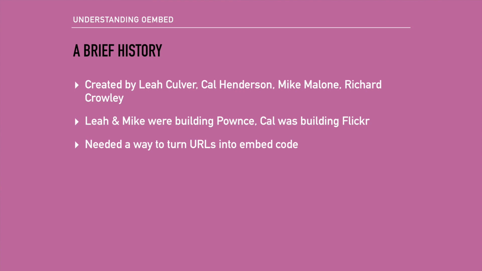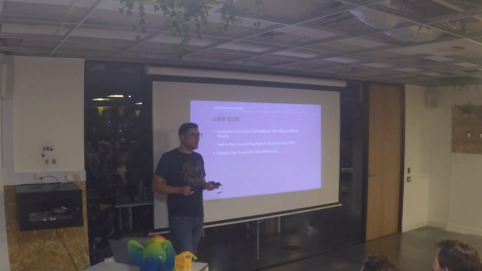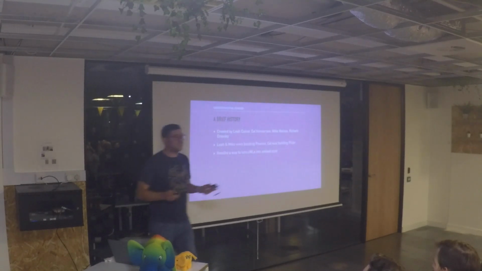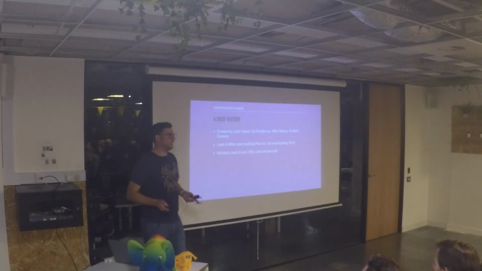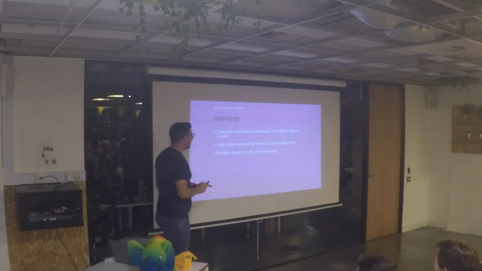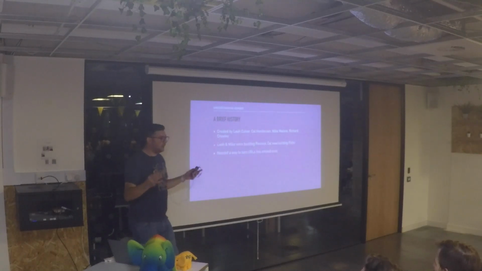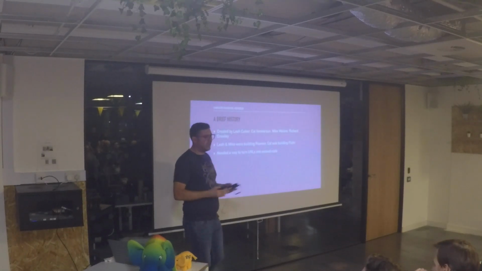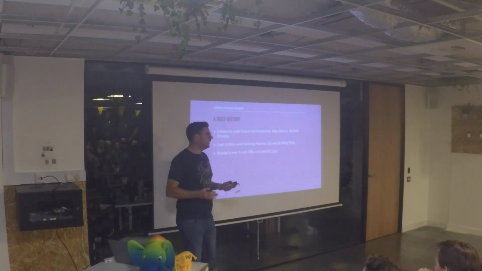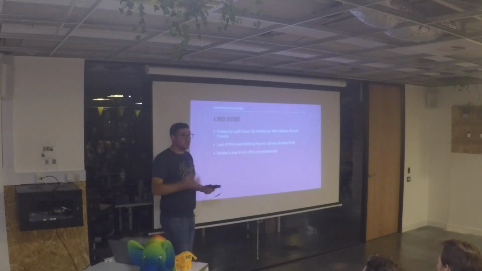It was created by Leah Culver, Cal Henderson, Mike Malone, and Richard Crowley. Leah and Mike were building Pounce. Does anyone remember Pounce? No one remembers Pounce, and it makes me so sad. It was a competitor to Twitter back in the day, and it was much better, and nobody used it, but it was good. So Leah and Mike were making Pounce. Cal was making Flickr. And they were in San Francisco, sat around a table at lunch. They were probably having some sort of vegan thing. And they decided that this is a real problem.